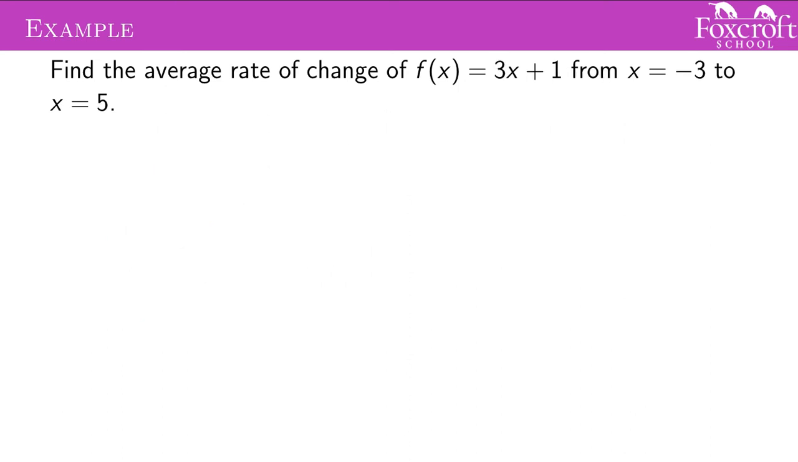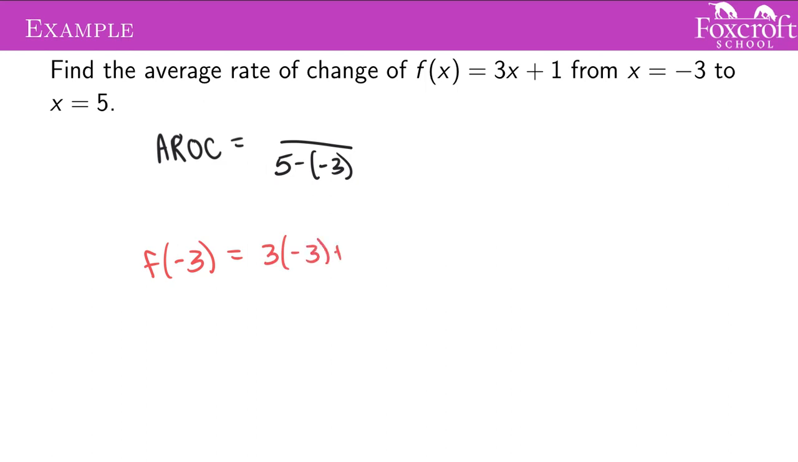All right, let's do another example. f of x equals 3x plus 1. Again, my average rate of change is the y values over the x values. So on the bottom, I'm going to have 5 minus -3. On the top, I need to figure out what my function values are. So my function value at -3.